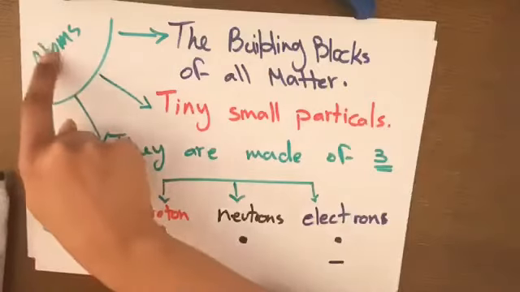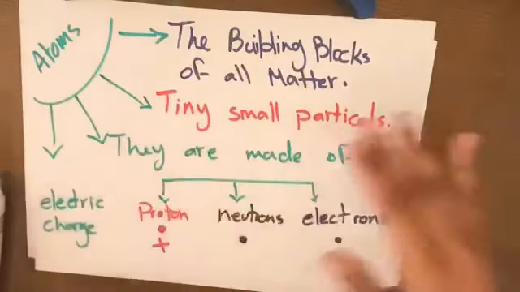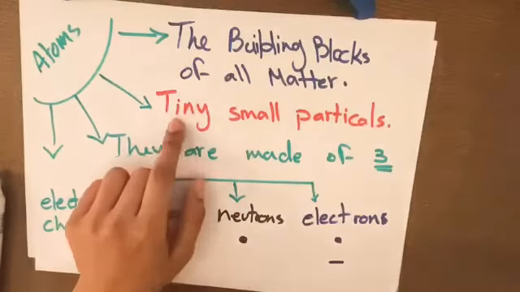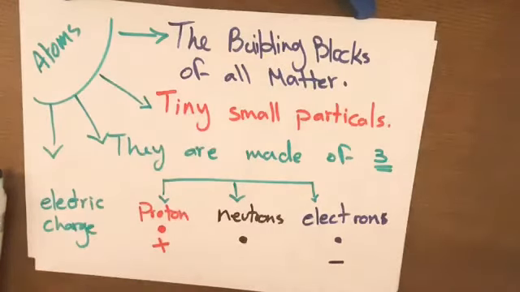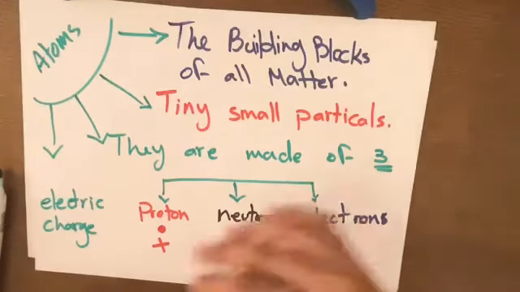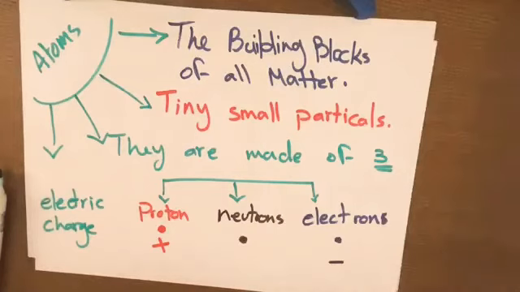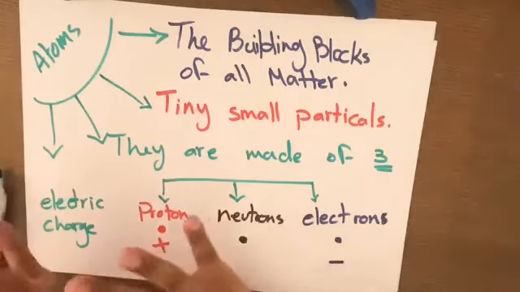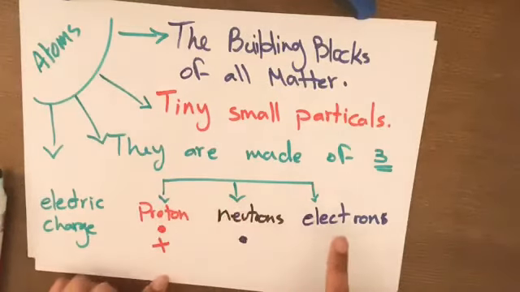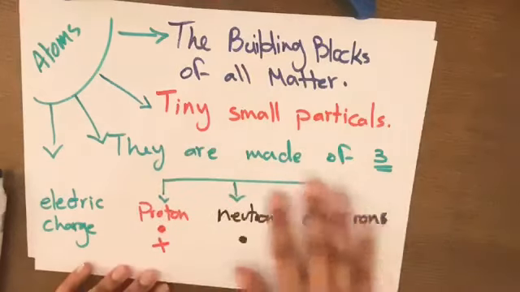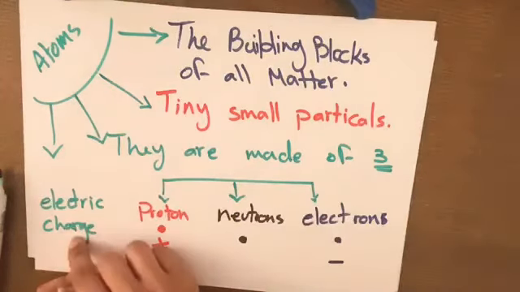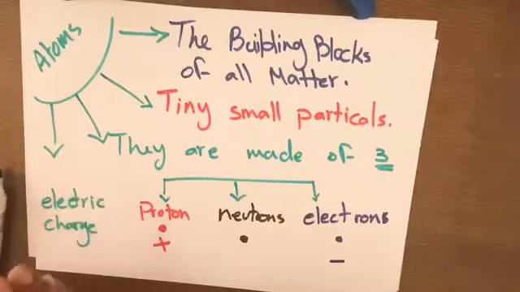Now, let's say it again. We know that atoms are the building blocks of all matter. And they are very tiny and small particles that you cannot see with your own eyes. So you really need a special microscope just to look for them. And they are made of three main particles. What are they? Proton, neutron, electron. And all these particles are electrically charged. What do I mean by electric charge? Electric charge is the property of a particle that affects how it behaves around other particles.